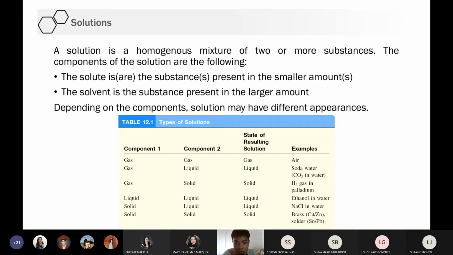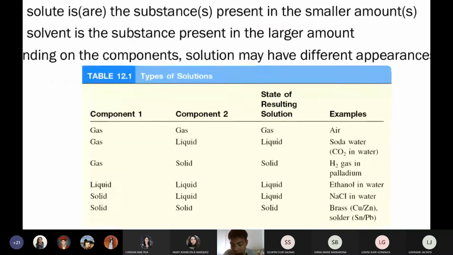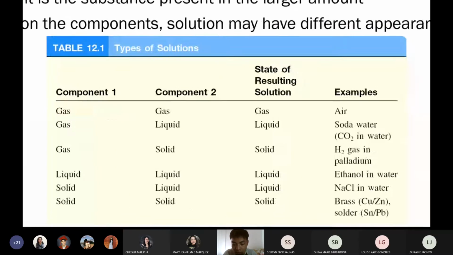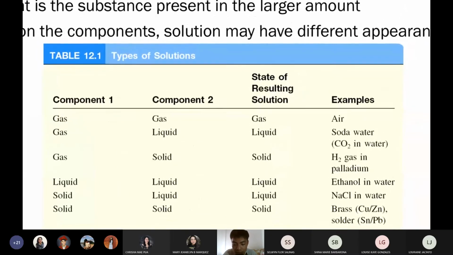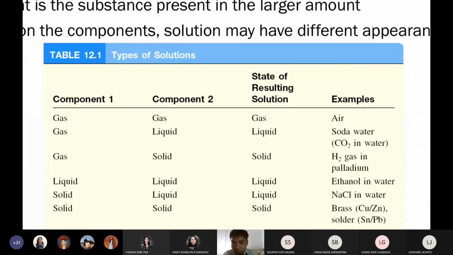The most common in analytical chemistry are liquid solutions. However, there are also other types of solutions. For example, the gas in the air, the atmospheric air, the atmospheric gas, is composed of different molecules, for example, nitrogen, oxygen, methane, carbon dioxide. All of those are mixed and their overall appearance is gaseous phase. So the air is a solution.